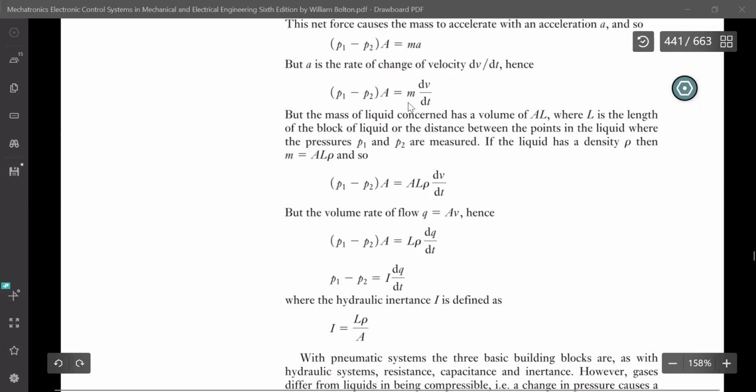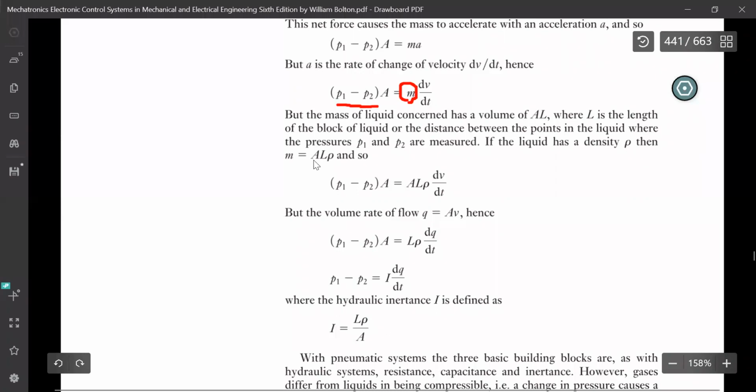So that means this mass quantity we have confined in that length only, where we are measuring the pressures P1 and P2. Whatever the length lying between these two points, P1 and P2, into the area of that vessel or container, that volume into density gives you the mass.